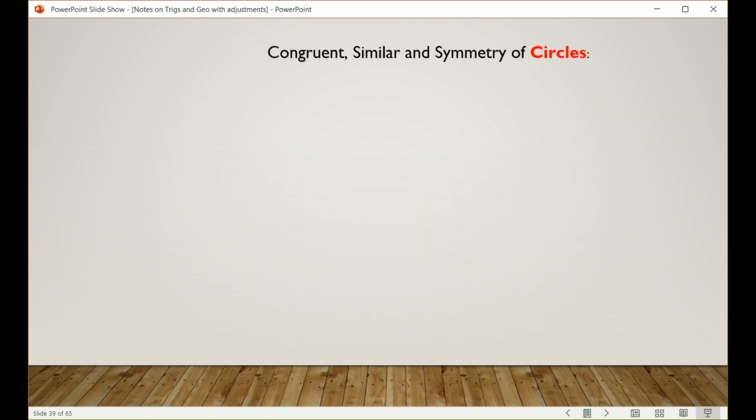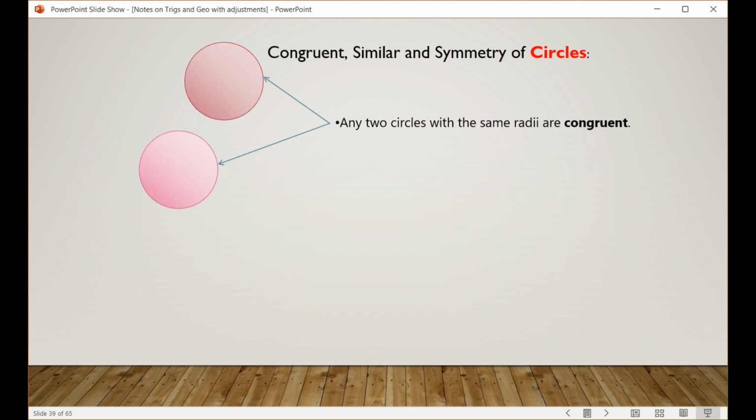So let's go on with congruent, similar, and symmetry of circles. Any two circles with the same radii are exactly alike. They have the same radius, the same diameter. If we rotate it, they're still going to look the same. So they're considered to be congruent. But if we have one circle and any other circle with a different radii, then they're considered to be similar circles. We have come across these terms of congruent and similar in triangles as well.